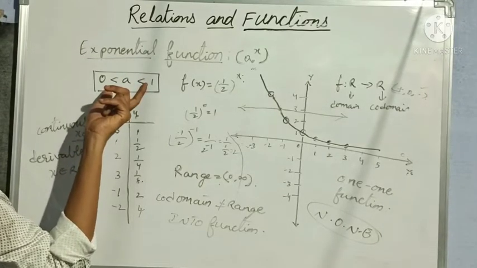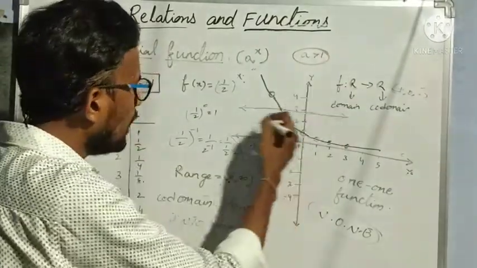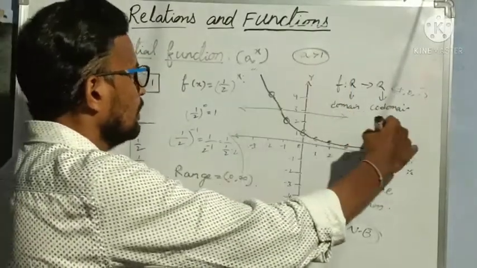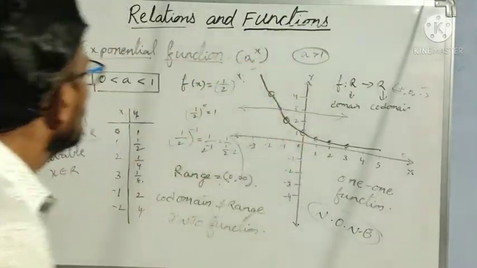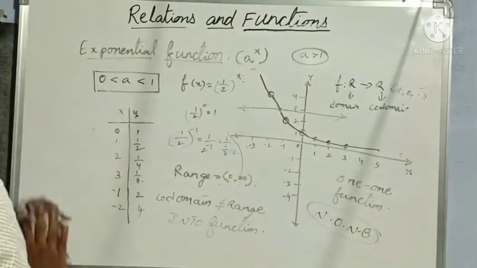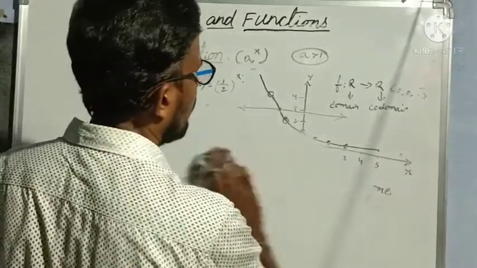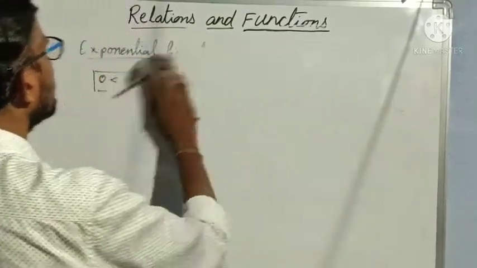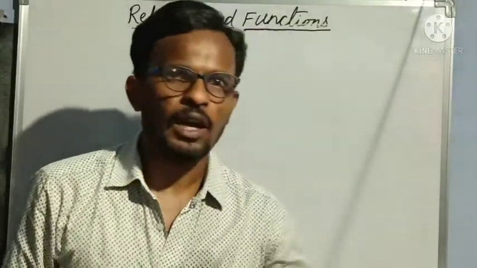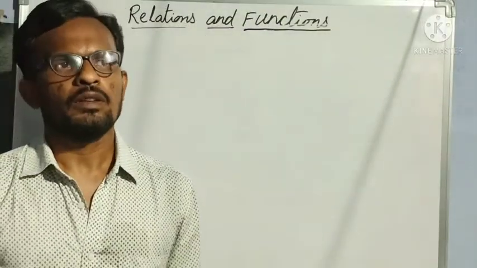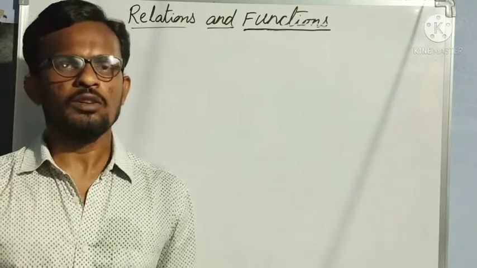When a is greater than 1, then our curve will be like this. When a is less than 1, our curve will be like this. Understood? So these are the first 4 graphs of functions, very important. Students, the remaining will continue in our next class. I hope everybody understood all 4 types of graphs here. If anyone has any doubt, please mention it in the comment section so that I will explain it in the next class.